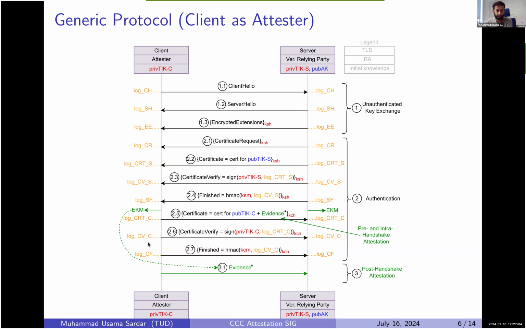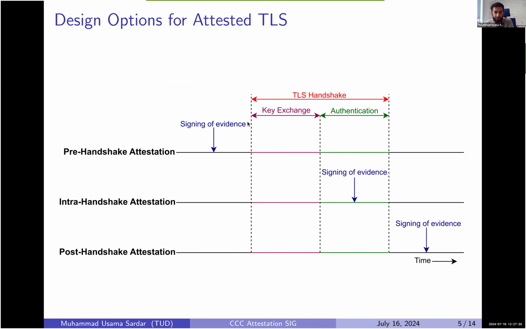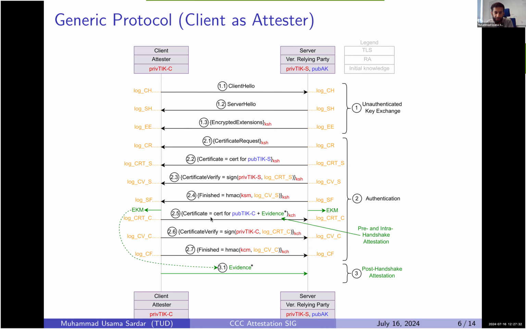And the orange here is representing all the logs which the TLS is saving, the handshake logs for each of the messages sent over. And then the generic protocol is saying that in the pre and intra handshake I have an option to send the evidence which I have computed, like after signing, as part of the certificate message, which is the most appropriate message for these two, because certificate verify is not extendable.